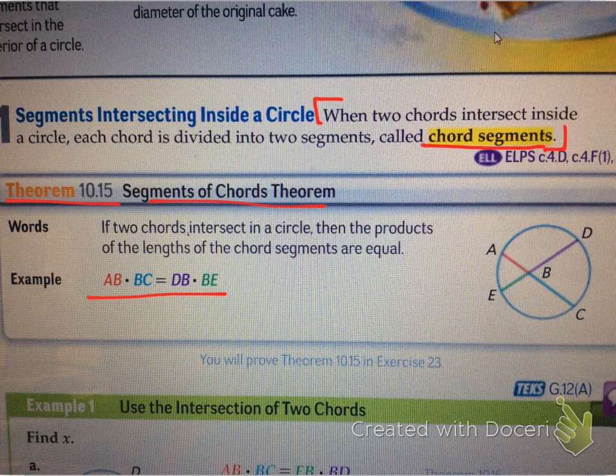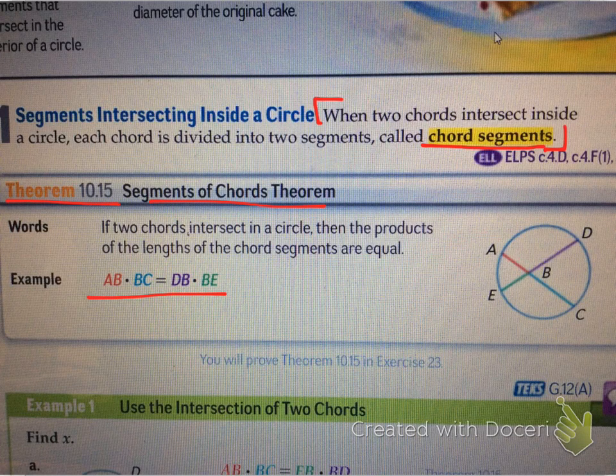In other words, what they're trying to say is that if you take the four segments created, the two along one line, the two numbers that you would have there multiply to equal the two numbers on the other line.